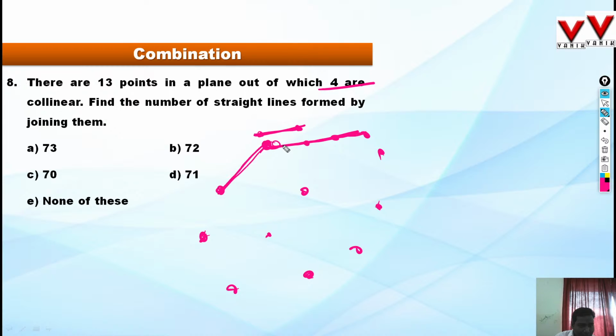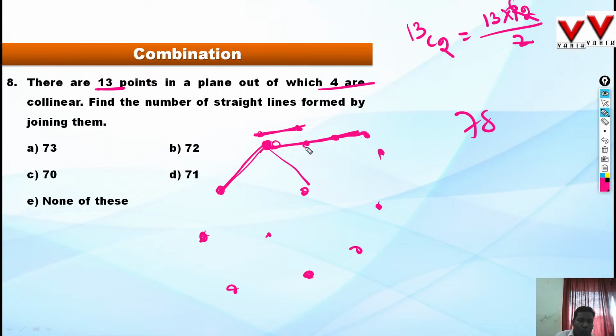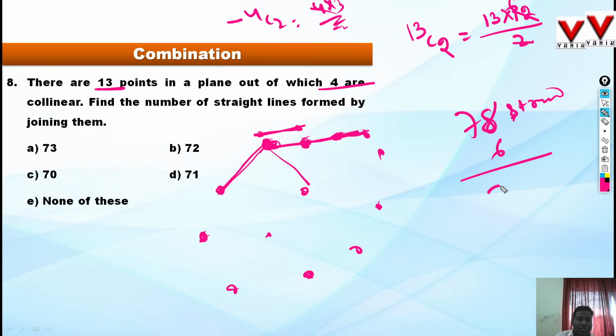There are 13 points. How many straight lines can be formed using the 13 points? That is your 13C2. 13C2 means 13 into 12 divided by 2, 13 into 6 is 78. If these 4 points are not collinear, again listen to me, if these 4 points are not collinear, then we can make 78 straight lines. But these 4 points are collinear, and among these points we cannot make a straight line. Okay, so I write minus 4C2. 4C2 means 4 into 3 divided by 2, that is 6. 78 minus 6 is your 72.